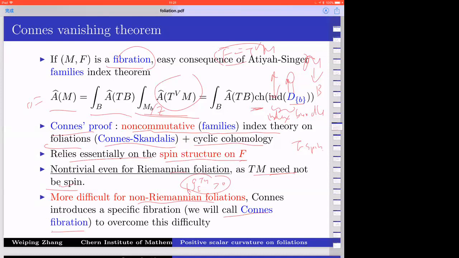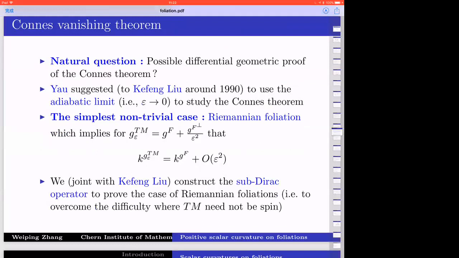So, we have mentioned that Alain Connes proved his theorem by using differential non-commutative geometry. For geometers, a natural question is whether there is a differential geometric proof of Connes' theorem. When Kefeng Liu was a student at the beginning of the 1990s, a student of Yau at Harvard, Yau suggested he use the adiabatic limit, that is the process of taking epsilon to 0, to study Connes' theorem.